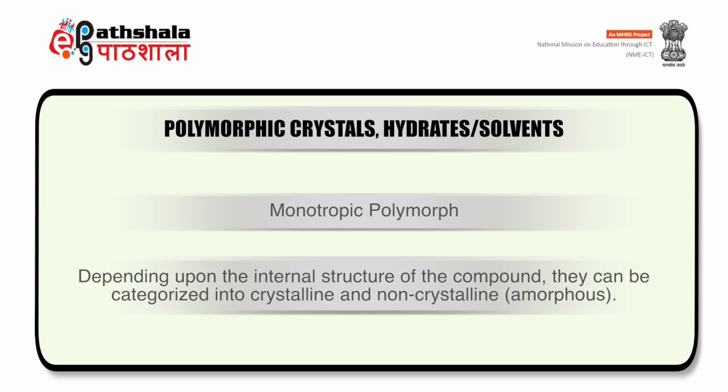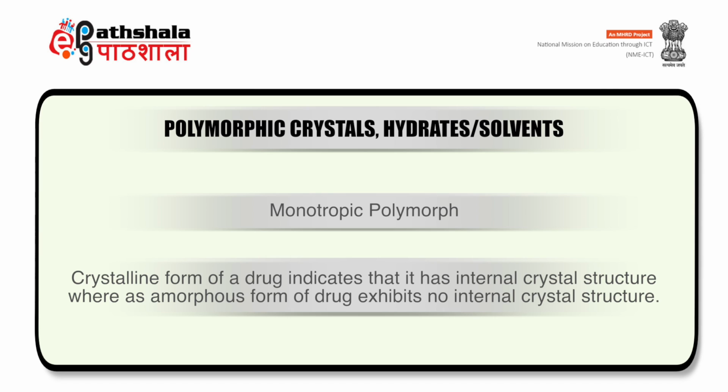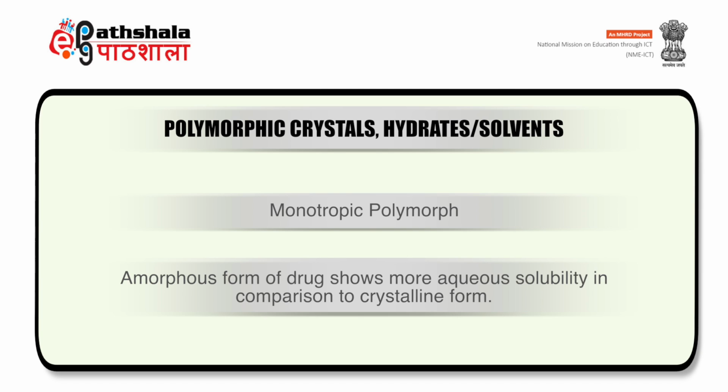Depending upon the internal structure of a compound, they can be categorized into crystalline and non-crystalline form, also known as the amorphous form. Crystalline form of a drug indicates that it has an internal crystal structure, whereas amorphous form of a drug exhibits no internal crystal structure. Amorphous form of a drug shows more aqueous solubility in comparison to the crystalline form.